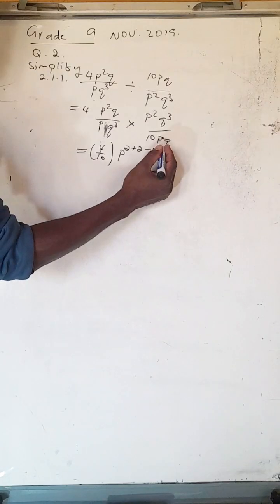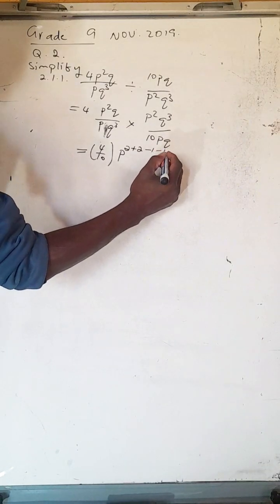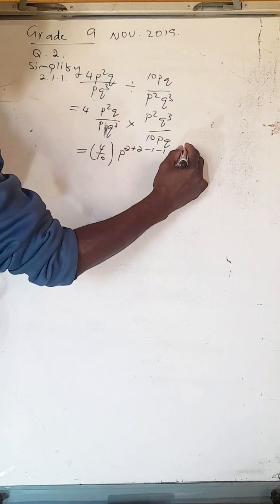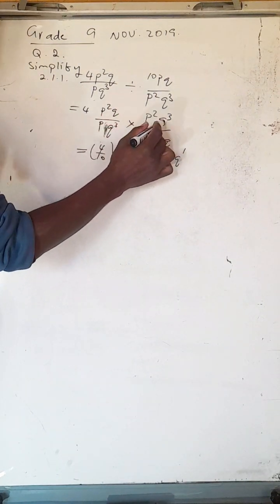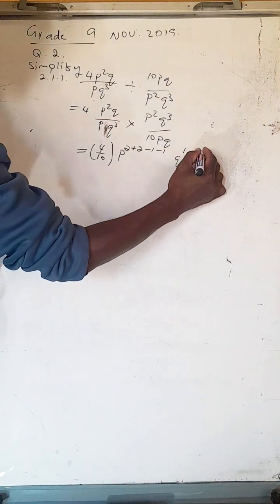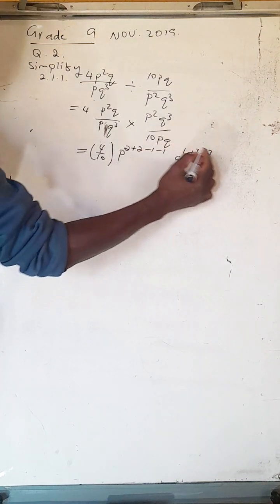The same will apply to this one here. It will also become a minus 1. And then we have q to the power 1, this one. And then we move along, we have positive 3. And then we divide by 3, so this is minus 3, and then minus 1.